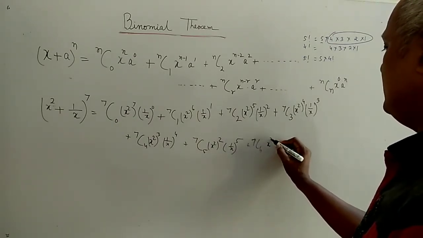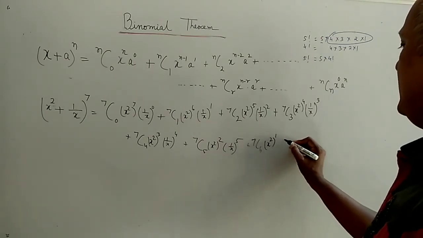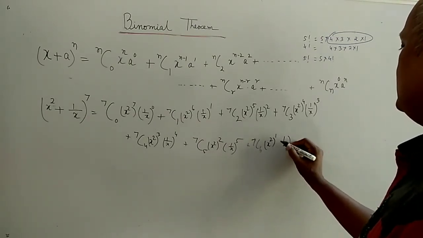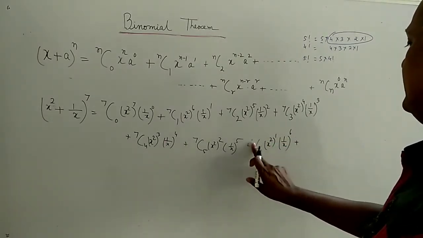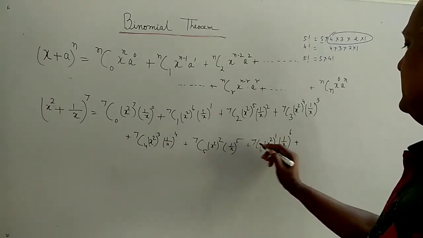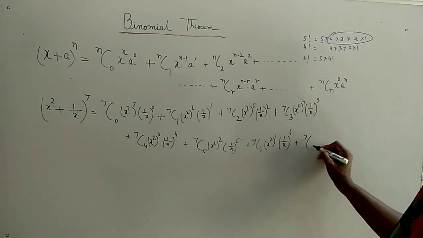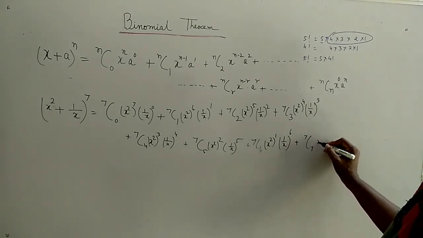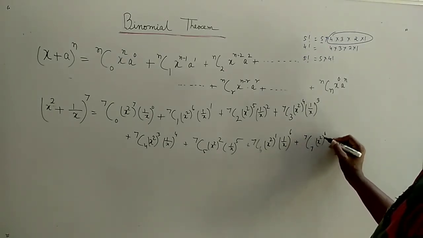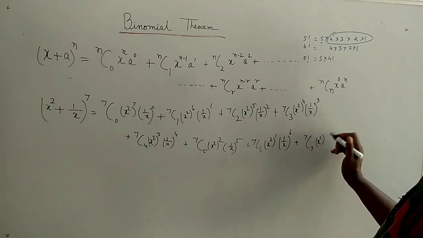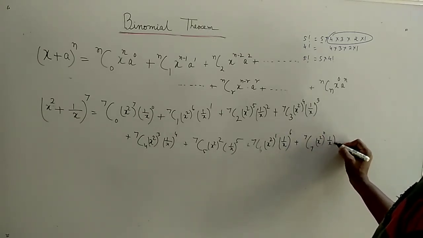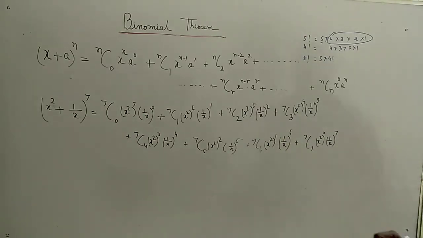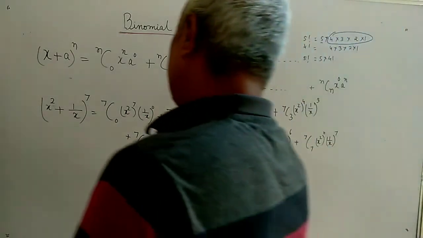So (x²)^1 and (1/x)^6. Then I have 7C7 (x²)^0 (1/x)^7. Now just try to find the value of 7C0.